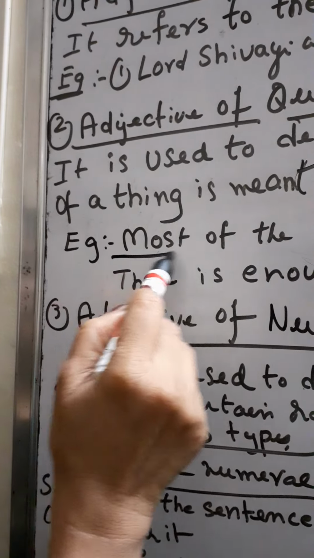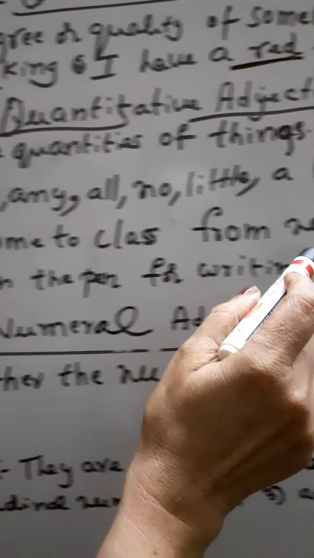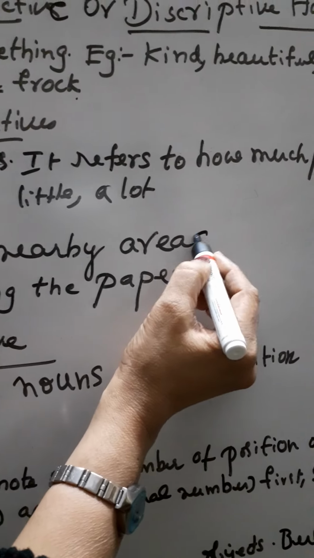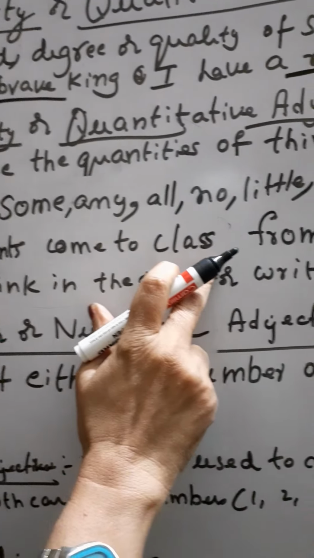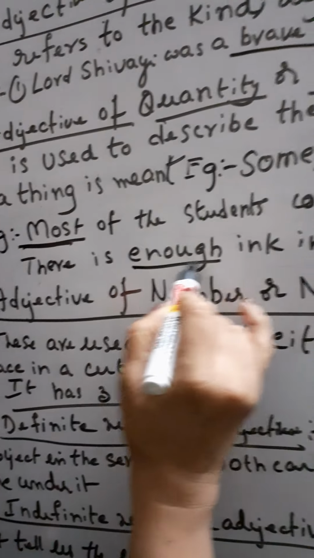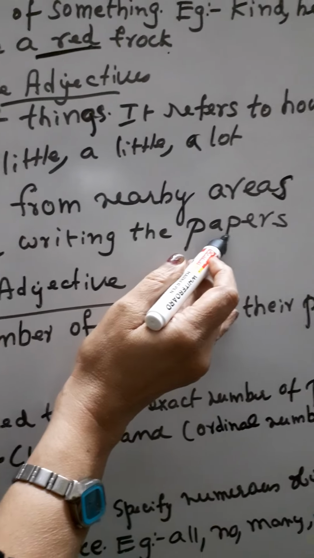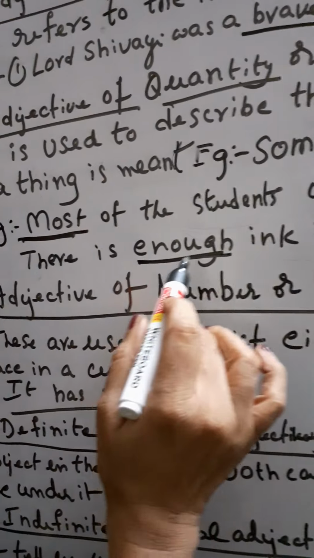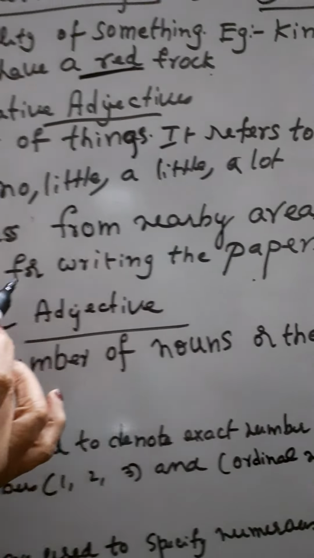Example: most of the students come to class from nearby areas. There is enough ink in the pen for writing the papers.